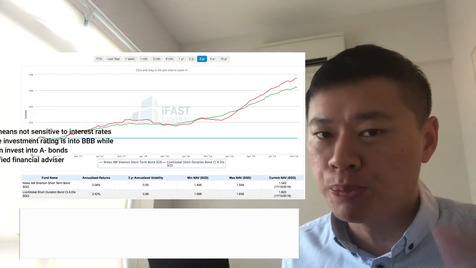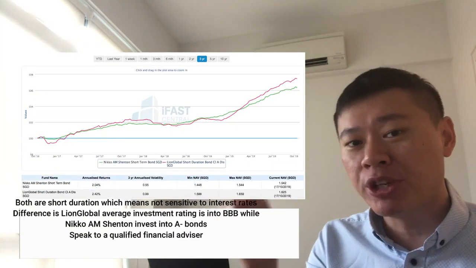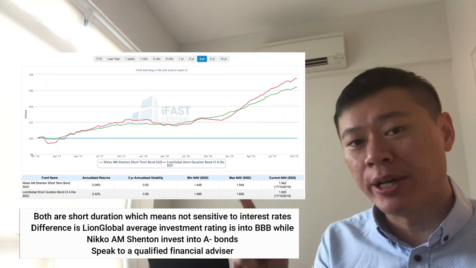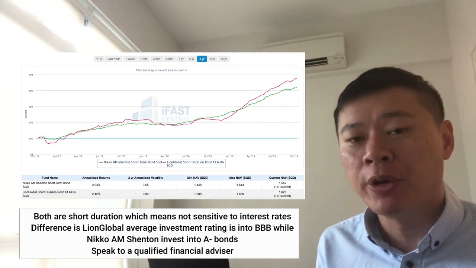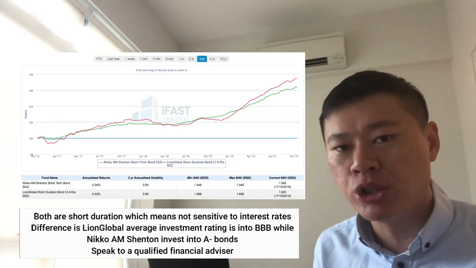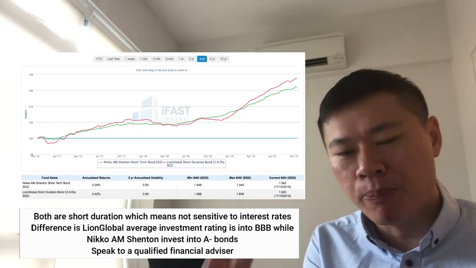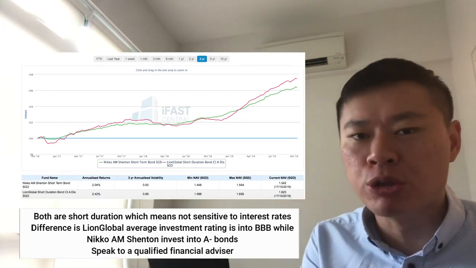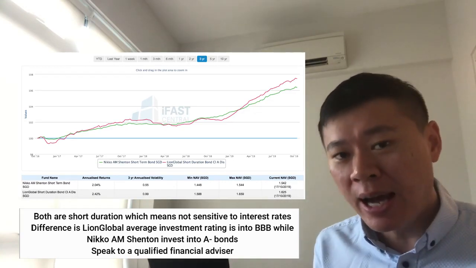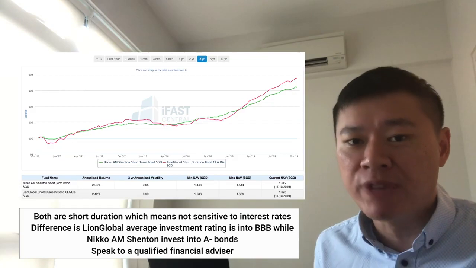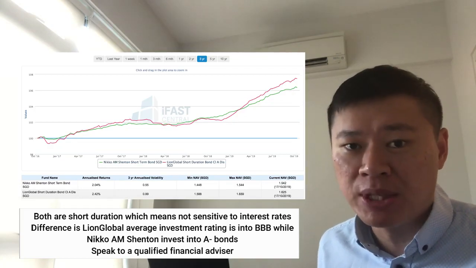So in addition, I'd like to also share with you what you can get invested into. I'll put up two ideas for you specifically with the chart right now over here. You see that these two funds are LionGlobal Short Duration Bond and Nikko AM Shenton Short Duration Bond. And the idea of getting into short duration is because you don't want your bond investment to be affected by interest rate news. So short duration funds are very insensitive to interest rate news. And the idea of getting into these two funds is to invest into higher quality investment assets.